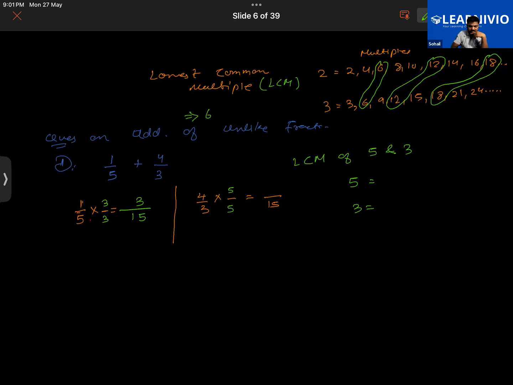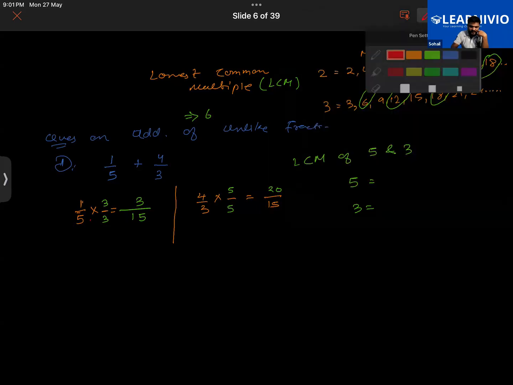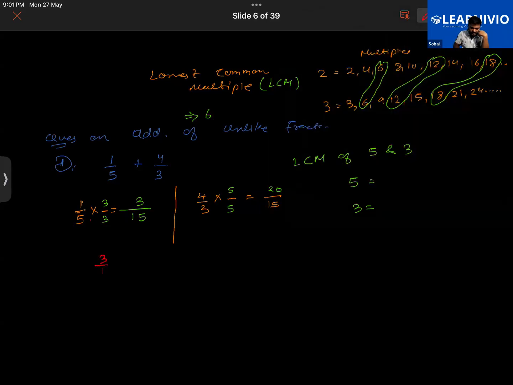4 times 5 equals 20 now. 4 times 5 is going to be 20 now, Moaz. It's 20 upon 15. Okay. Now you have got like fractions 3 upon 15 and 20 upon 15. Now tell me what is the final answer. Note that this is now a like fraction.